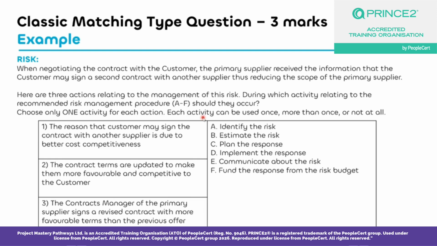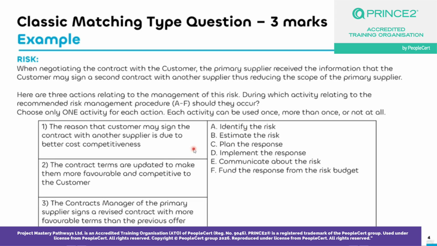Another important item which I want to highlight here lies in this sentence of the question. Okay, read what it's saying here. Each activity can be used once, more than once, or not at all. Okay, now let's say that for any one of the statements on the left hand side, you have identified option A as the correct matching. Now that does not mean that for question number 2, option A is off the table. Okay, so for question number 2 also, option A might be the correct answer. Theoretically, for question number 3 also, option A might be the correct answer.